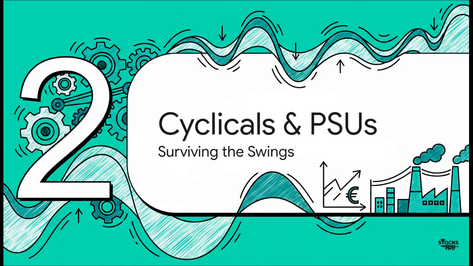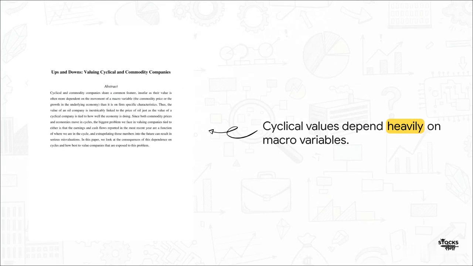Moving on to Section 2, Cyclicals and PSUs, where it's all about surviving the swings. This sector is a totally different beast. It is all about surviving massive, violent earnings swings. For cyclical and commodity companies, their earnings jump and crash based on external macro factors that management simply has zero control over. We're talking interest rates, global supply chains, wild raw material shortages. So trying to calculate a standard terminal value here, it's incredibly dangerous.